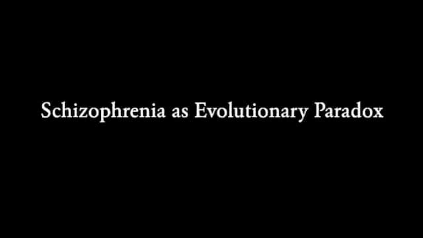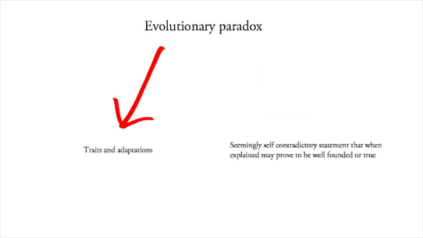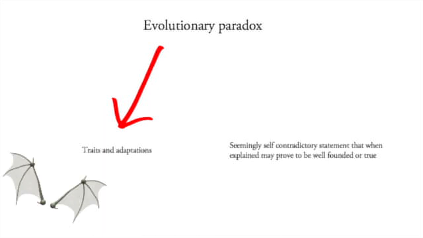What is an evolutionary paradox? A paradox is a seemingly contradictory statement that, when explained, may prove to be well-founded or true. The evolution part gets added in when talking about traits and adaptations. An adaptation is a trait that solves a problem. Traits can be anything from morphological features to behaviors.